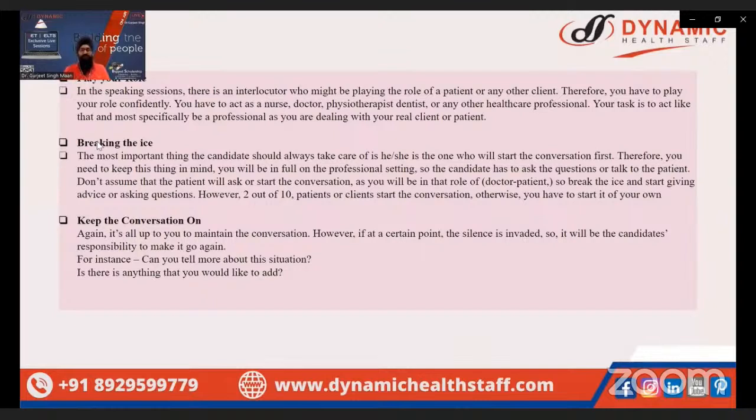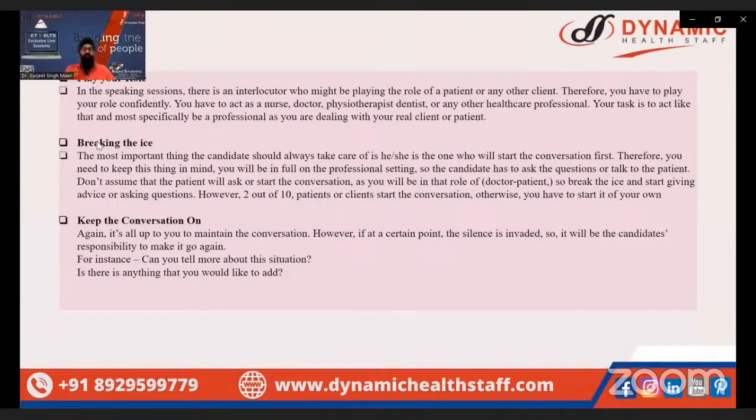Then, breaking the ice. The most important thing you should have in mind is that you have to start the conversation first. Whenever a patient visits you, it's not the patient who starts the conversation, right? It's always you who asks what the problem is and understands what his issues are. So just keep in mind that you are in a professional setting, so the way you deal with your patient is the same thing you have to do. Only 2 out of 10 patients or clients start the conversation, so you have to start it.